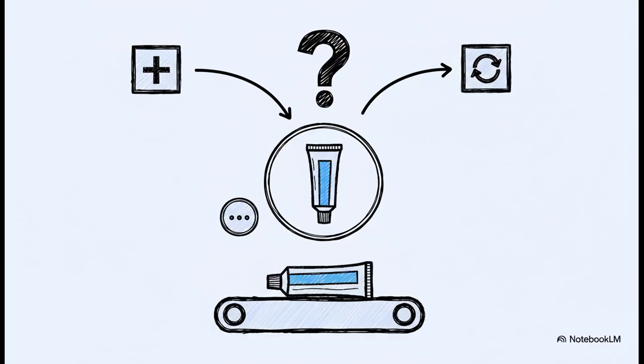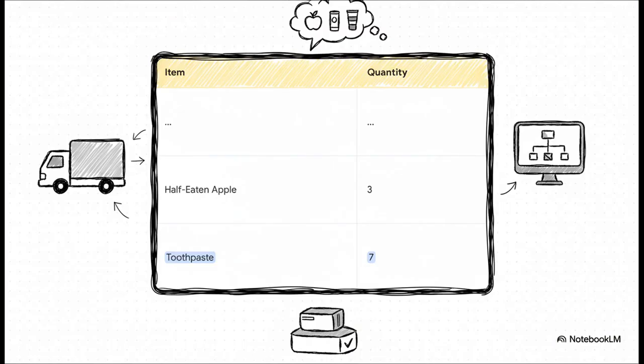And here's the last item coming off the truck, 7 tubes of toothpaste. One last time, let's do our scan of the master list to see if we've got it. And yep, just like with those half-eaten apples, we've never stocked toothpaste before. So we follow the rule, it gets added to the end of the list. And just like that, the truck's empty. Our master list is now fully up to date with all the new stuff and the correct counts.